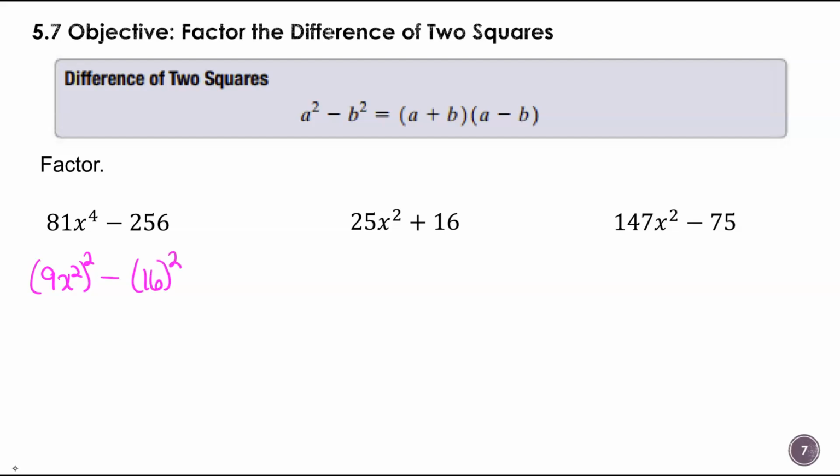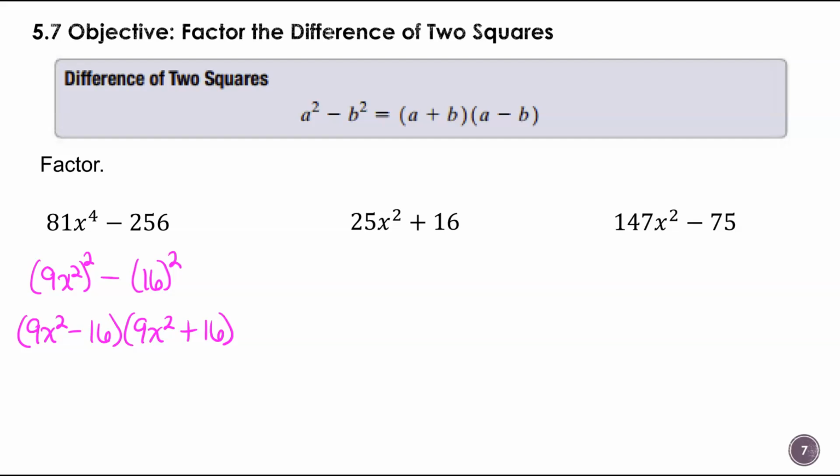Okay. Now, what happens with this one is we end up getting to factor it some more. So we do have a difference of squares. We have 9x squared minus 16 times 9x squared plus 16. The 9x squared minus 16 actually is the difference of squares again, so we're able to factor it one more time. But 9x squared plus 16 does not factor, right? So we just leave that alone.